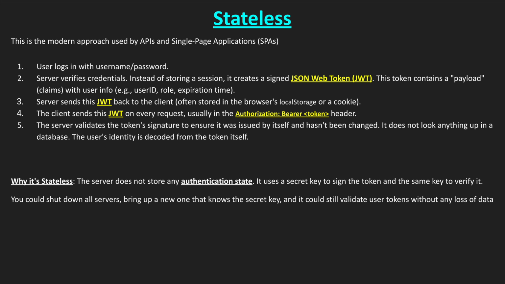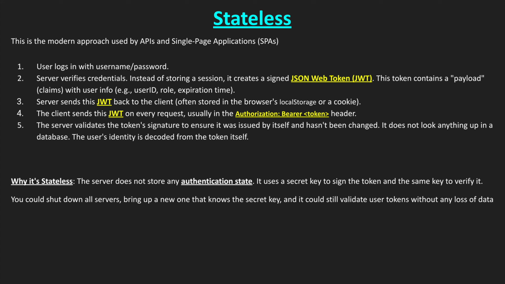A JWT token contains all the information about the user, the role, the expiration time, and so on. The server signs that token and sends it to the user. The client, either a browser or some other client, usually stores that in local storage. For every subsequent request, the user sends that JWT token as part of the request. Usually it's sent in the header as an Authorization Bearer token.